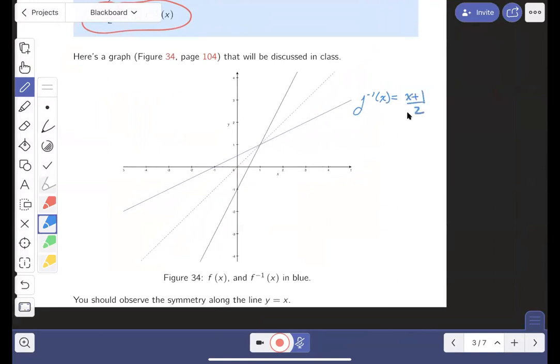If you were to graph that, I would say a good point to pick would be -1 for x, you get 0. What's another really easy point to pick? 1. 1 plus 1 is 2. 2 divided by 2 would be 1. This looks really nice. This is the blue curve now.